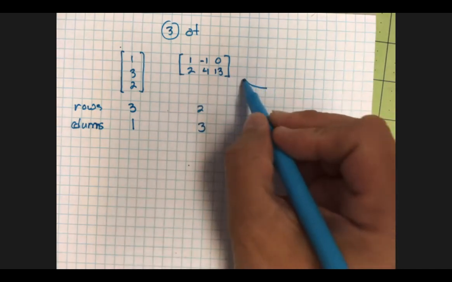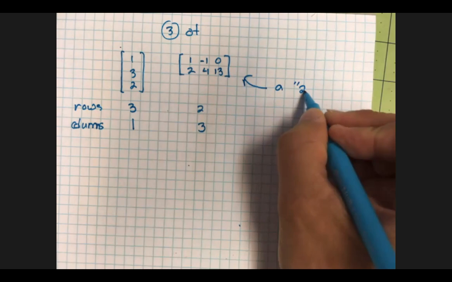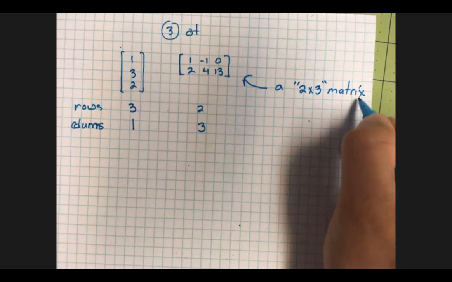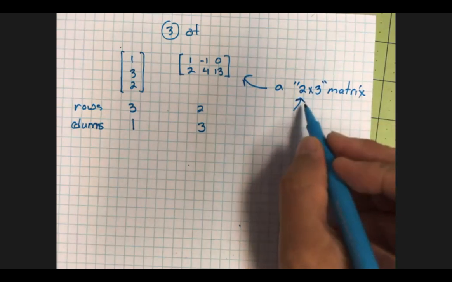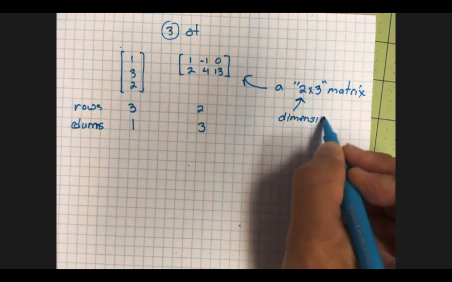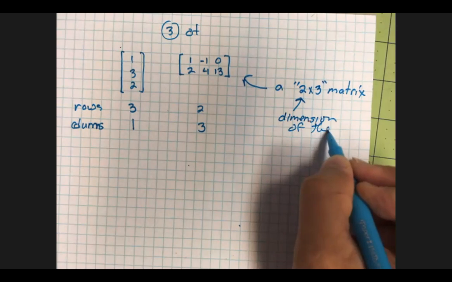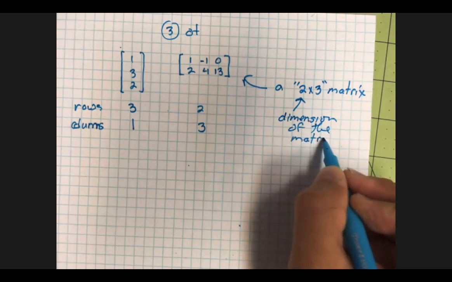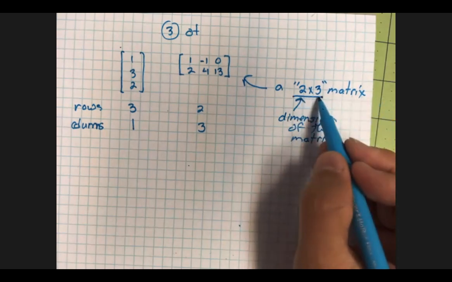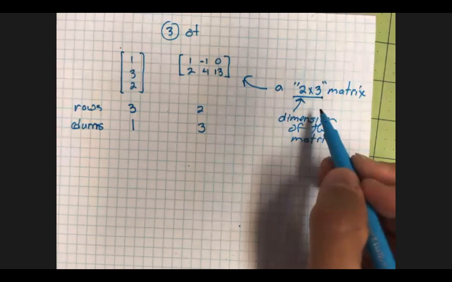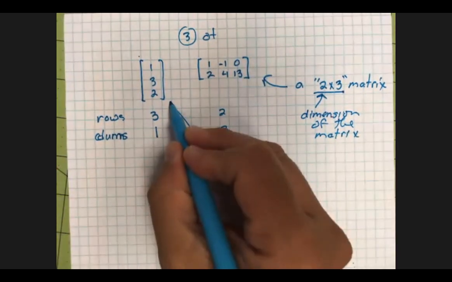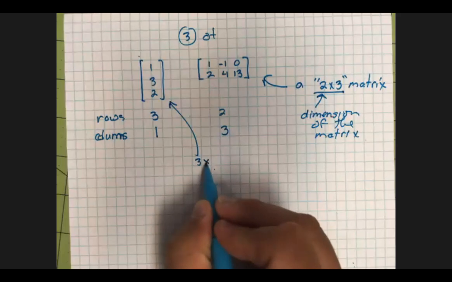This is called a 2x3 matrix. And this sounds funny the first time you hear it, but 2x3 is called the dimension of the matrix. Not the 2, not the 3, the 2x3. 2x3 is the dimension, or if you want to think about it in practical English, the size of the matrix. This is therefore a 3x1 matrix.